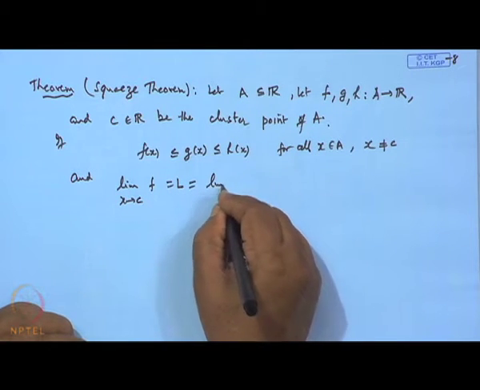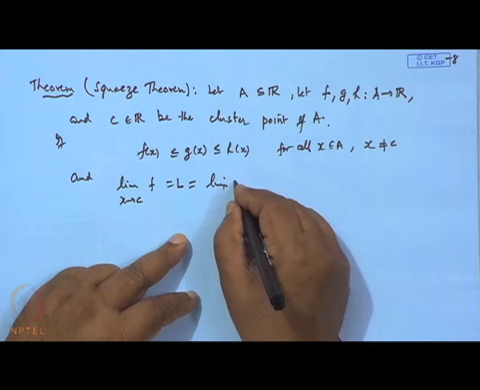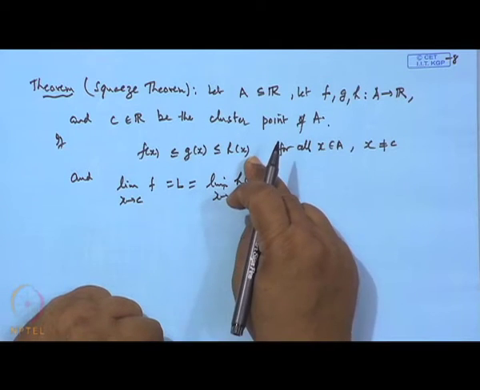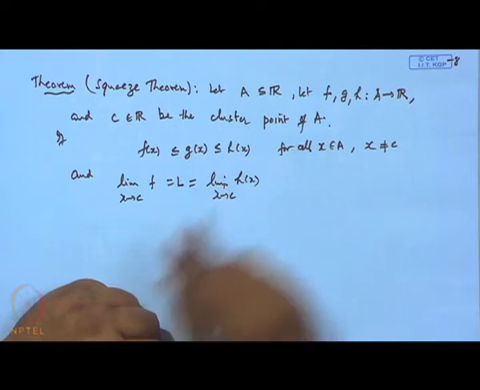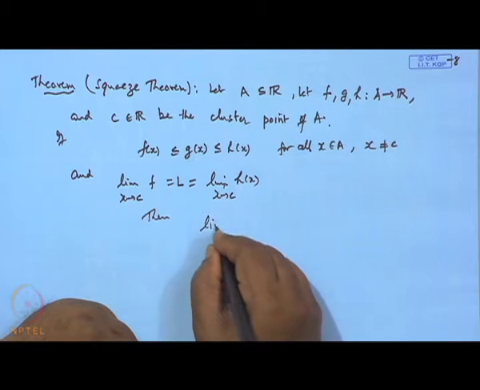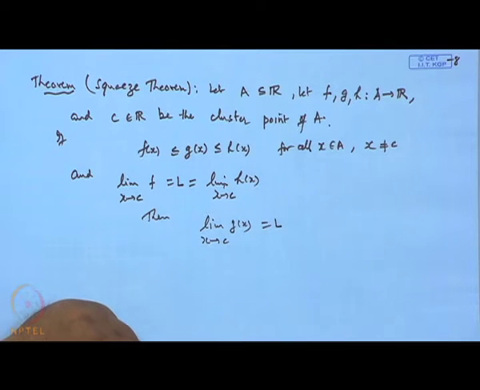which is the limit of h(x) when x tends to c. Both the limits exist and have the same value, say L. Then this Squeeze theorem says the limit of g(x) when x tends to c will also be L.